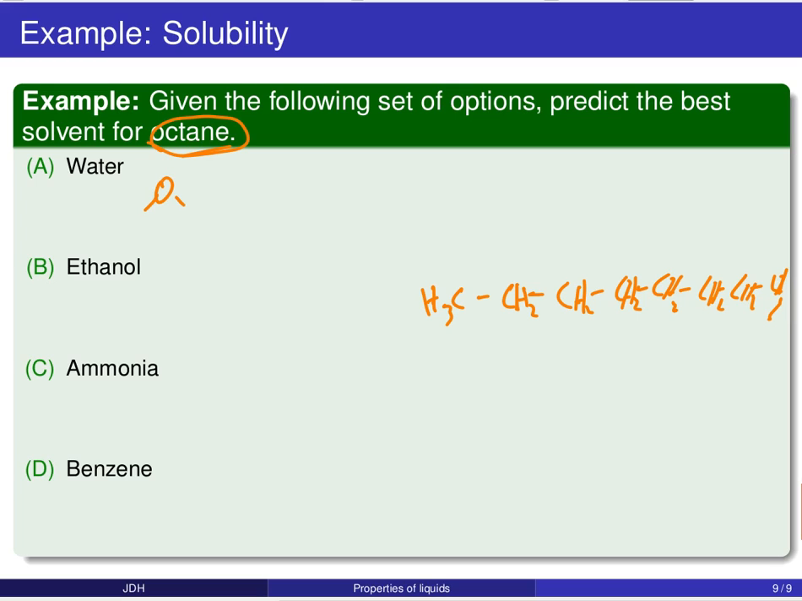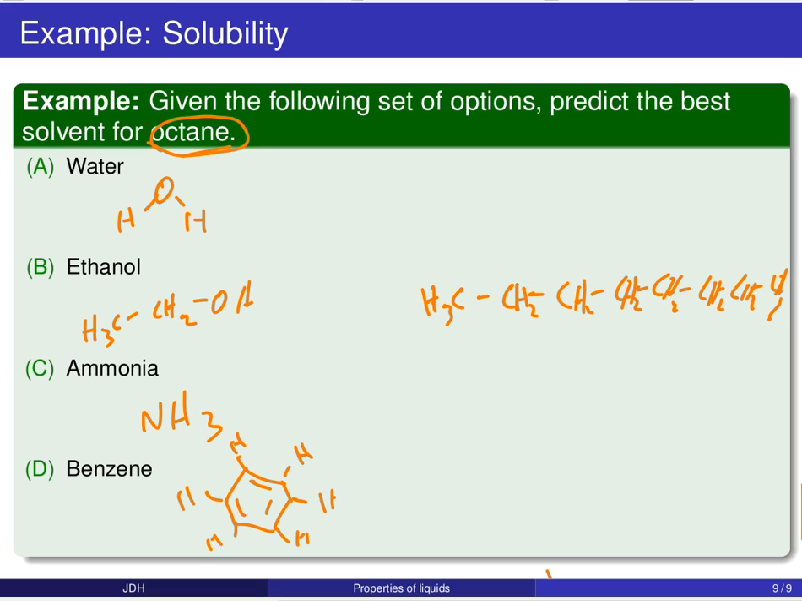Water, we all know. Ethanol has an OH group on it, and a couple carbon atoms. Ammonia, NH3. Benzene, remember, is a 6-membered carbon ring that has hydrogens pointing out like this. It's this flat ring structure.